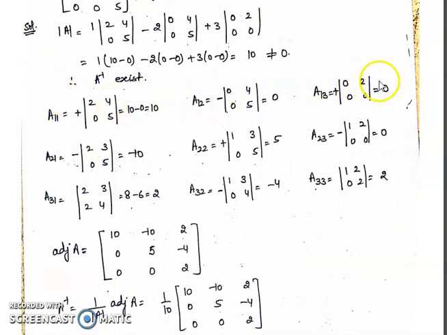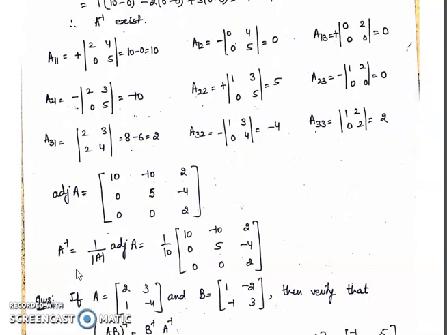The first row now becomes the first column. So 10, 0, 0 will be the first column. Minus 10, 5, 0 will be the second column. 2, minus 4, 2 will be the third column. So this gives you the adjoint of A.